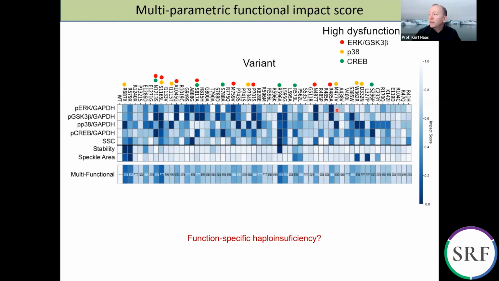The ERK and GSK3 beta are fine, but there's dysfunction in the P38 pathway. And this one is selectively sensitive to CREB. So this really highlights or suggests that there's multiple mechanisms of dysfunction that have differential impacts in their molecular circuitry. So when we talk about haploinsufficiency, it's hard to reconcile that. Is it possible to say, is there function-specific haploinsufficiency that makes sense? So I think a deeper, more sophisticated approach for describing these variants is probably important.